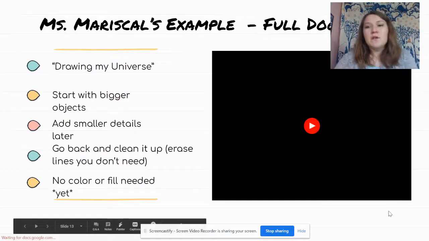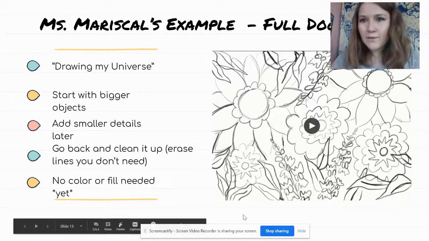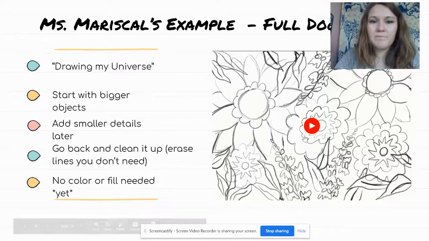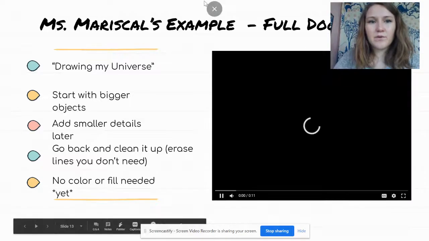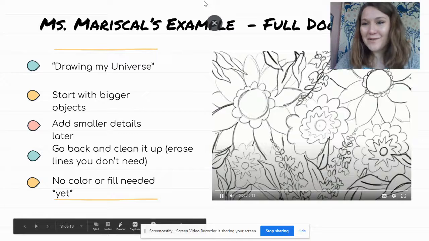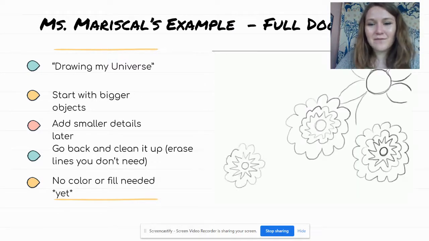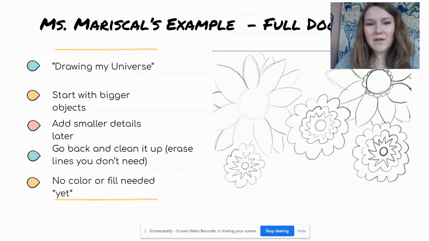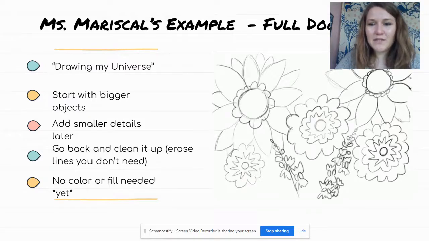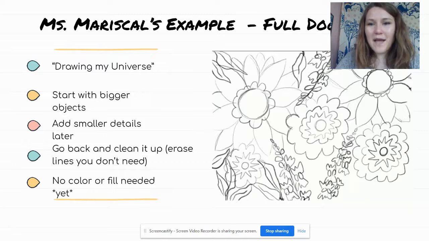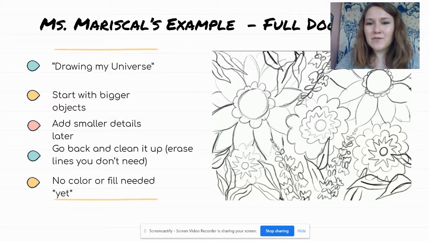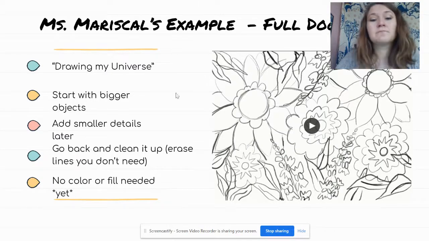Here's an example of one way I went. This is a full page doodle. So I'm just going to talk through it really fast. I chose to draw my universe. I have a lot of plants that I'm working and growing for my garden right now. So I focused on flowers. You can see I started with bigger objects and I added some smaller details later. I went back and I cleaned up with my eraser tool to make the drawing look a little bit easier to manage. And I didn't add any color or any fill yet. This is just a line drawing.